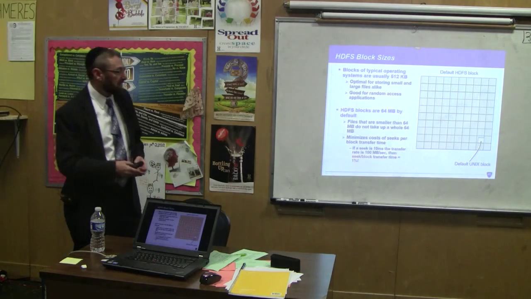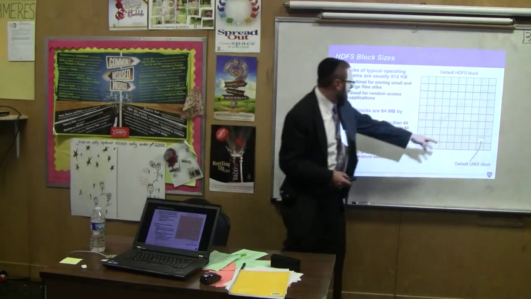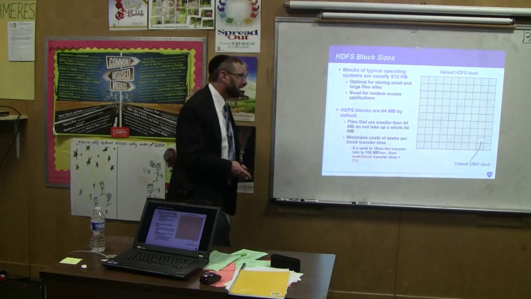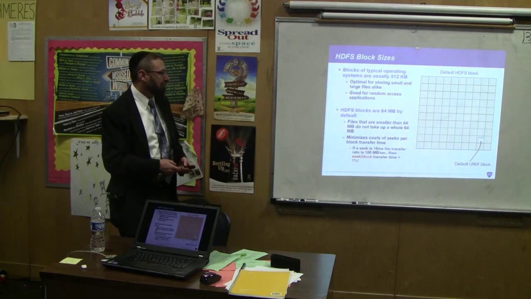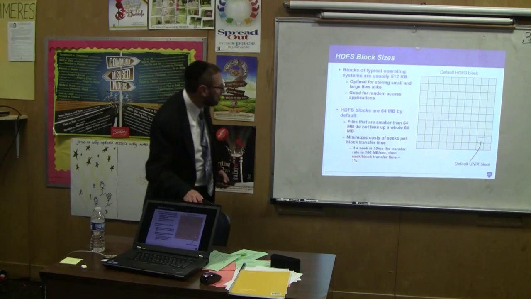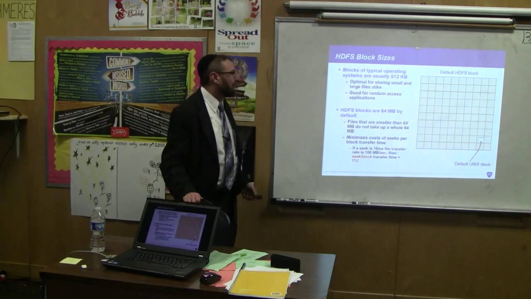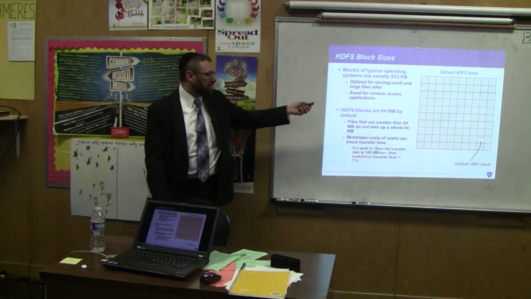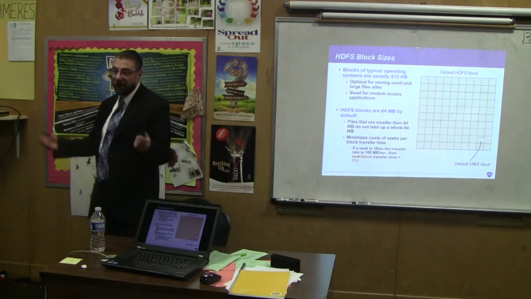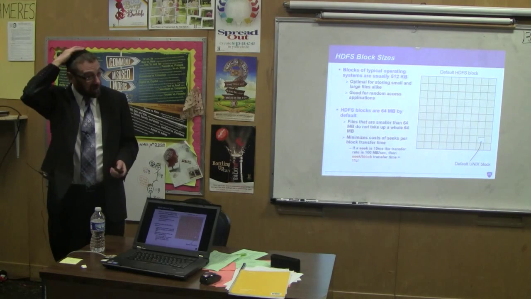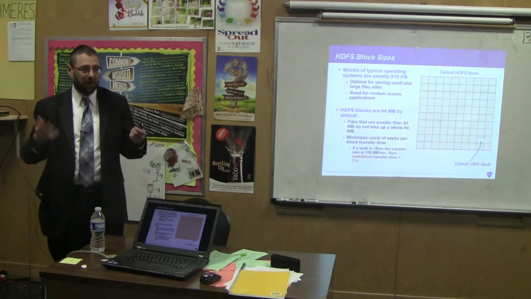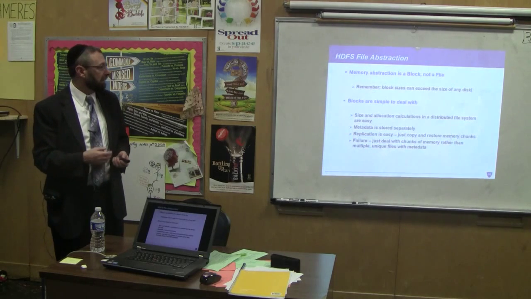HDFS block sizes are huge. The default Unix block size is way smaller, typically half a megabyte, as opposed to 64 megabytes, so they're just huge. And it's not meant for random access. It's just meant for sucking in lots of data at one time and processing it sequentially.